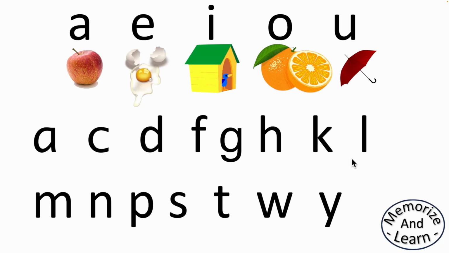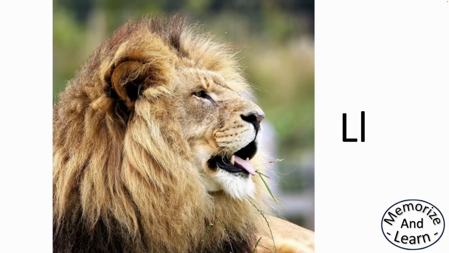The next letter to review is L. L makes the sound L, like lion. The word lion begins with the sound L. Here's a capital L and a lowercase l.